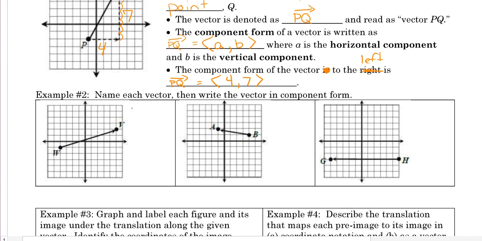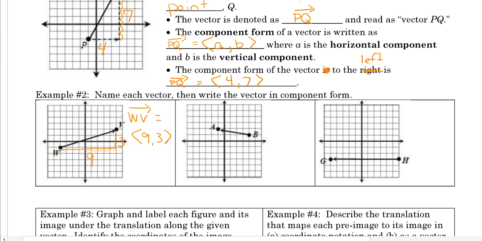Okay, so looking at example 2, name each vector, then write the vector in component form. So we have vector WV here, and we first want to look at our horizontal component and our vertical component. So if we're counting, 1, 2, 3, 4, 5, 6, 7, 8, 9, our horizontal component is 9, and then our vertical component is 3. So our component form would be vector WV is equal to 9, 3.